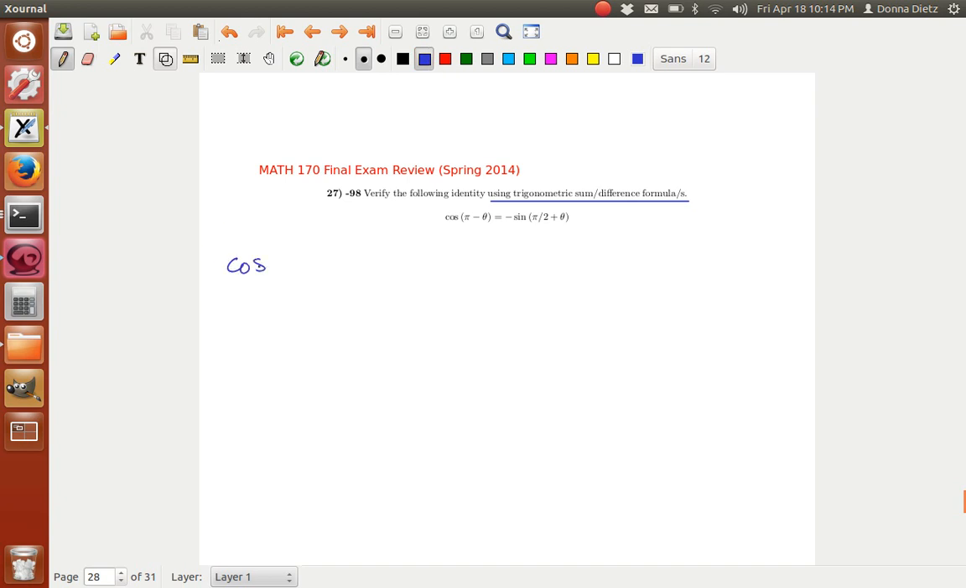So let's try cosine of pi minus theta. The cosine formula: cosine of a plus b equals cosine a cosine b minus sine a sine b. And maybe you're saying, just go ahead and use the difference formula, please. Okay, fine. Instead of cosine b, it's going to be cosine of negative b. Cosine of b and cosine of negative b are the same. Sine of b and sine of negative b, well, there's a negative sign. So that's all that's going to change. So I can go ahead and use the difference formula if I prefer.